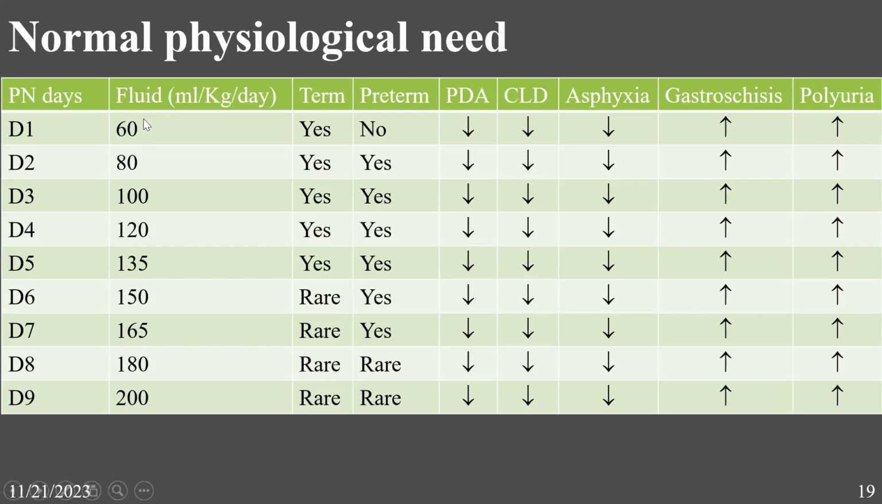How much will we give for a term baby? Day 1, 60. For a preterm baby, we don't give 60 on day 1, we start with 80. So for a term baby, we start with 60. Second day, 80. Third day, 100. Fourth day, 120. Day 5, 135 ml per kg per day. Day 6, 150. Day 7, 165. Day 8, 180, and then 200.